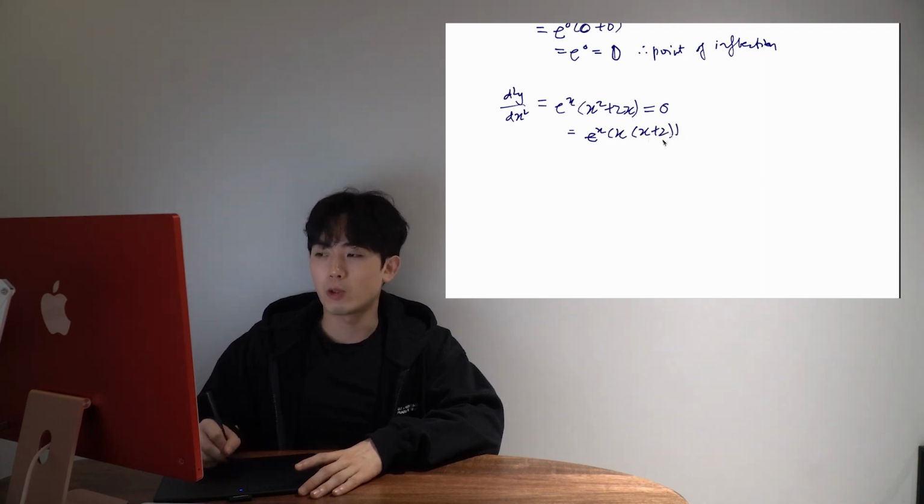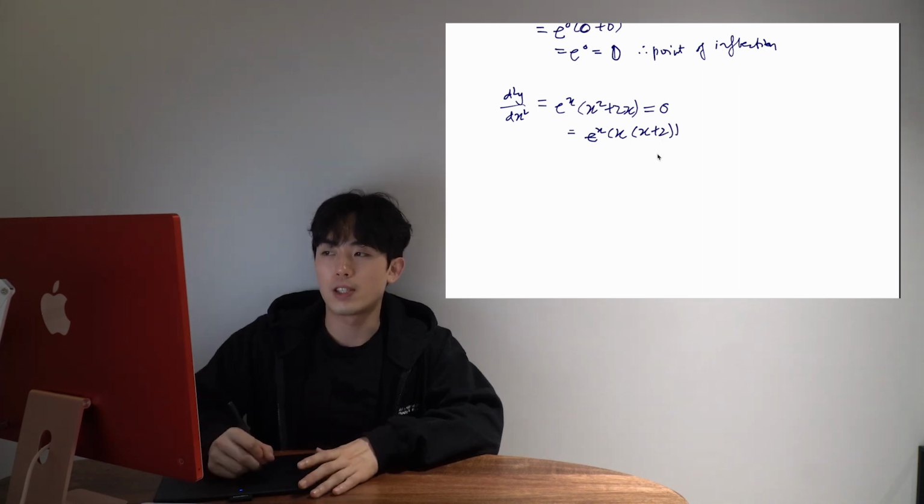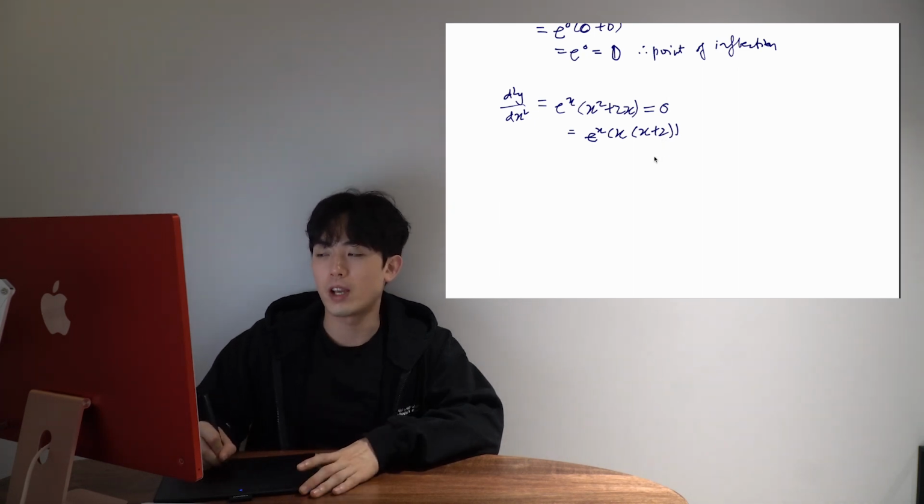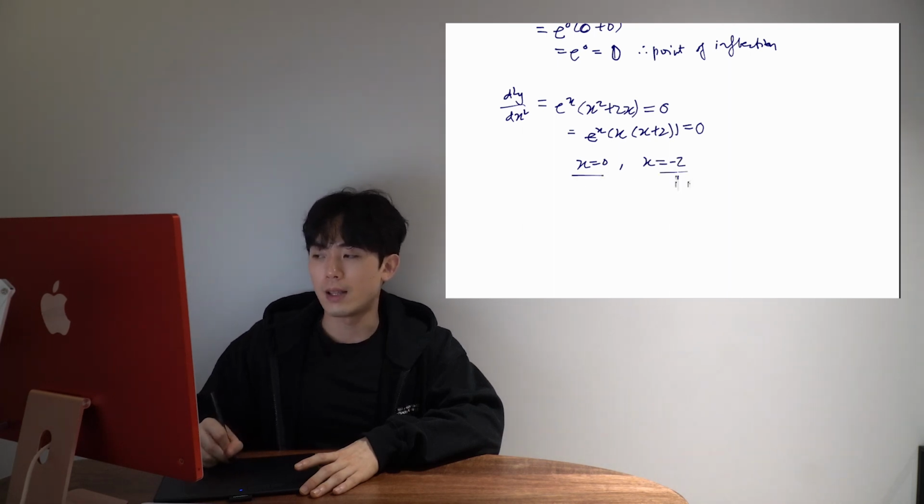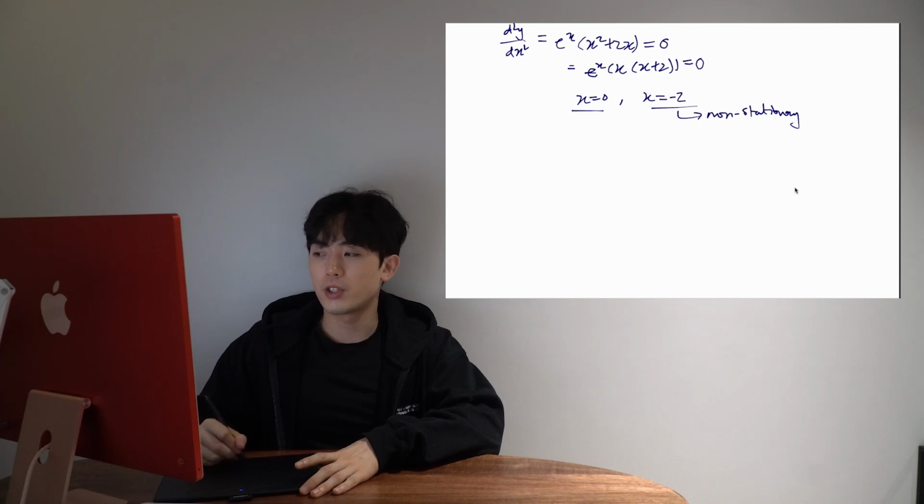The reason why I did this was because, even though it's a non-stationary point of inflection, for all points of inflection the second derivative is equal to 0. Even though the first derivative might not be equal to 0, the second one is always equal to 0. So if I make it equal to 0, that means that either x is going to be 0 or x is going to be negative 2. Okay? This one is the stationary point of inflection, and this one here is the non-stationary point of inflection, as we found earlier. Okay? So this shows that it's a point of inflection.